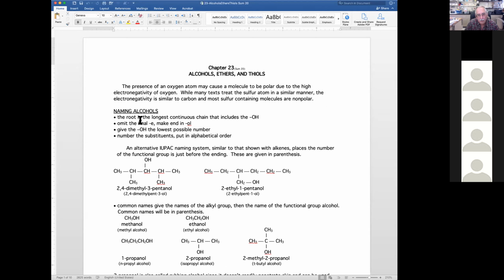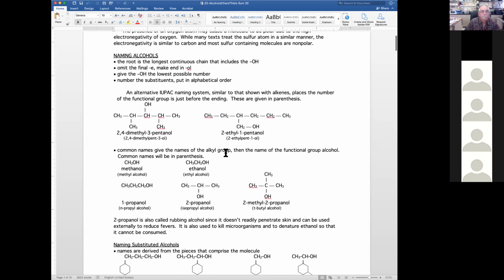So the root is the longest continuous chain that includes the alcohol group. We leave out the final E and make it end in OL. Then we give the hydroxy group the lowest possible number. And then we put the substituents in alphabetical order.